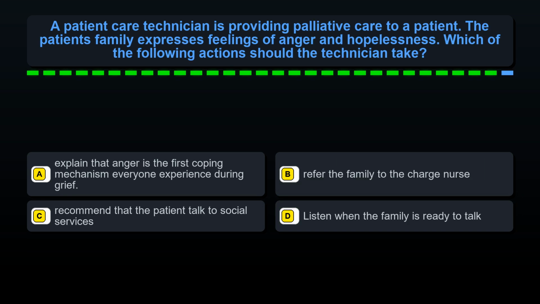Question 63. A patient care technician is providing palliative care to a patient. The patient's family expresses feelings of anger and hopelessness. Which of the following actions should the technician take? Option A. Explain that anger is the first coping mechanism everyone experiences during grief. Option B. Refer the family to the charge nurse. Option C. Recommend that the patient talk to social services. Option D. Listen when the family is ready to talk.